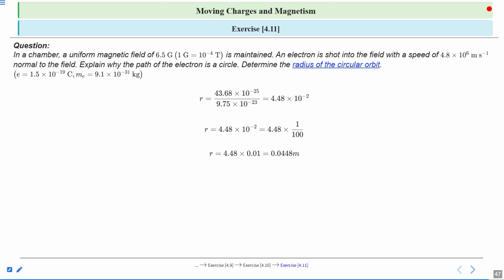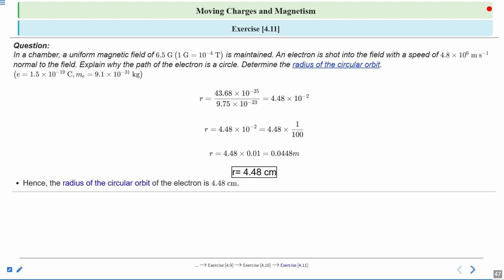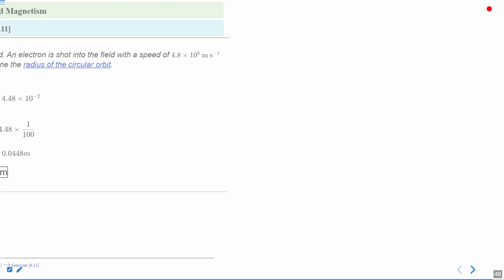So the radius is 0.0448 meter. It came out in SI units because we have used all the physical quantities in SI units. This is in meters, 0.0448 meter, so in centimeters, r will be equal to 4.48 centimeters. Hence, the radius of the circular orbit of the electron is 4.48 centimeters.